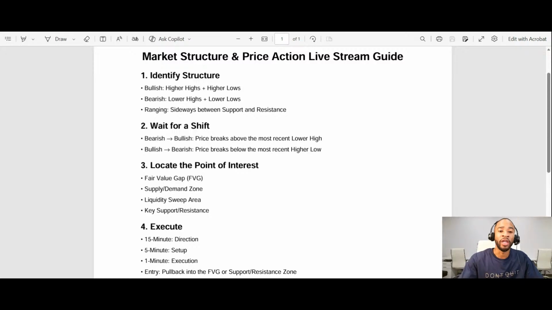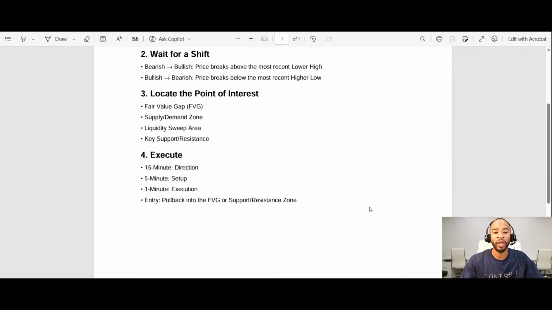Number three, you want to make sure that you're locating the point of interest. For example, you may see a fair value gap zone on today's chart. You may see supply and demand zones. You may see a liquidity sweep area. But the strategy that we're going to use is key support and resistance levels to locate the point of interest.